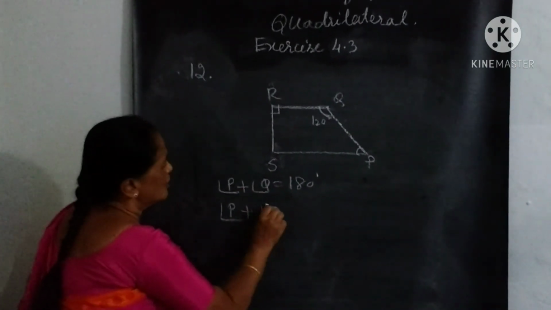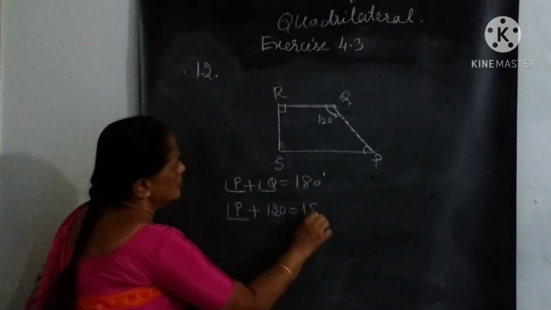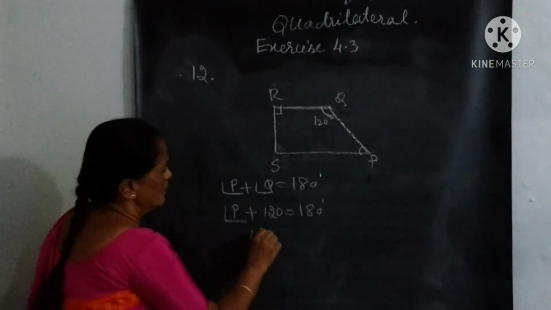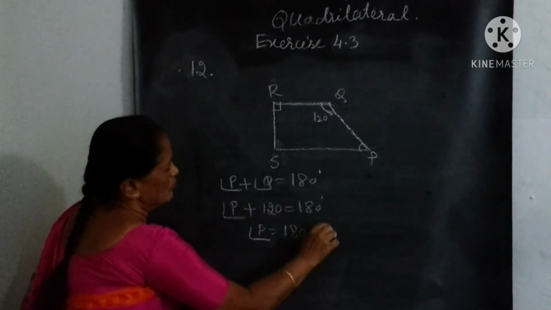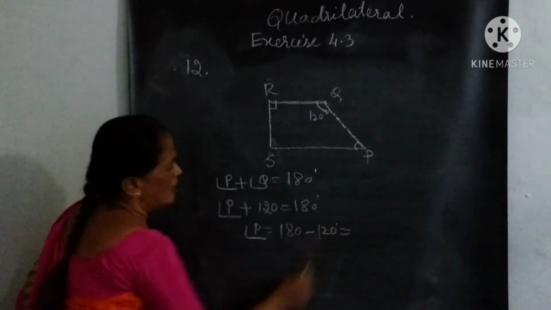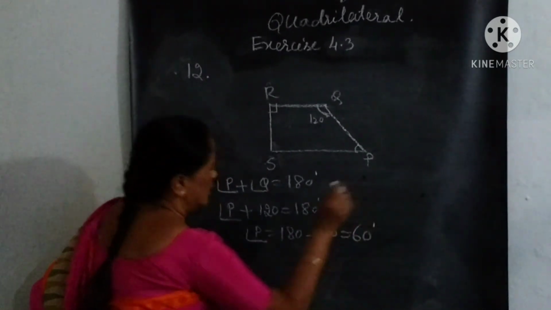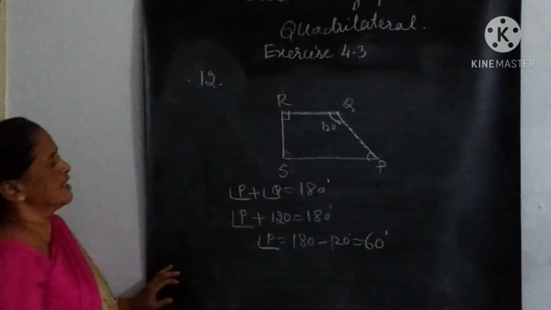Angle Q is known to us, write P as it is. Angle Q is how much? 120. That is 180 degrees. Angle P is equal to 180 minus 120. That is how much? 60 degrees. Angle P is 60 degrees.